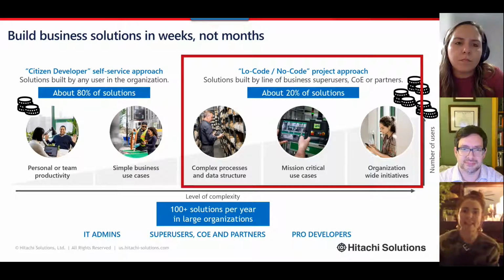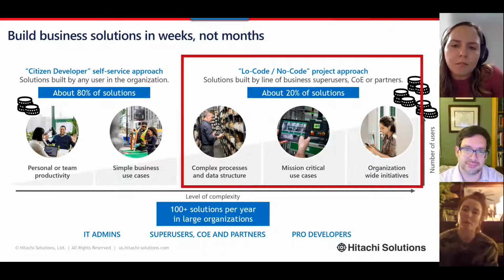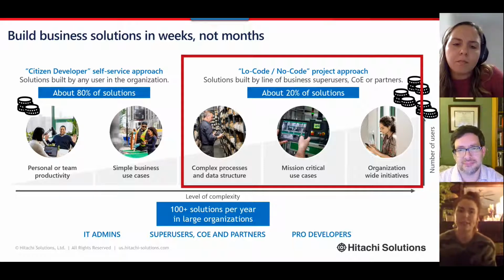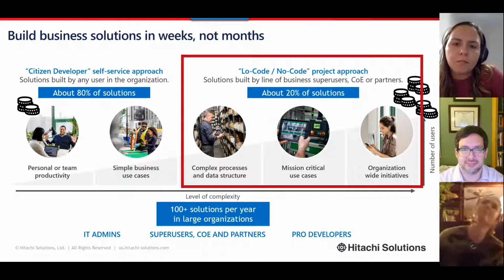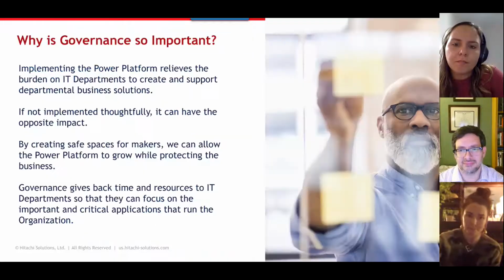So what we would want to see then is our IT admins. When we're talking about implementing Power Platform, we want the majority of our IT admins, our resources, our time, and our concentration to really be going into those 20% of solutions that are a lot more critical to the business. And when we talk about governance, governance really is about two key things. It is about making safe spaces for makers to build your 80% of solutions, but also ensuring that for the 20% of solutions, the IT admins aren't being overburdened with the 80% that have been built. They're focusing their energies and all their resources on those 20% of solutions.